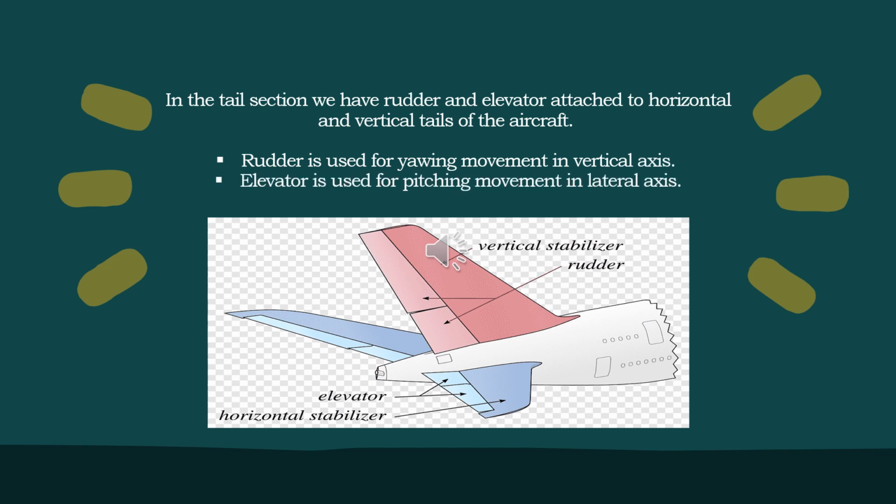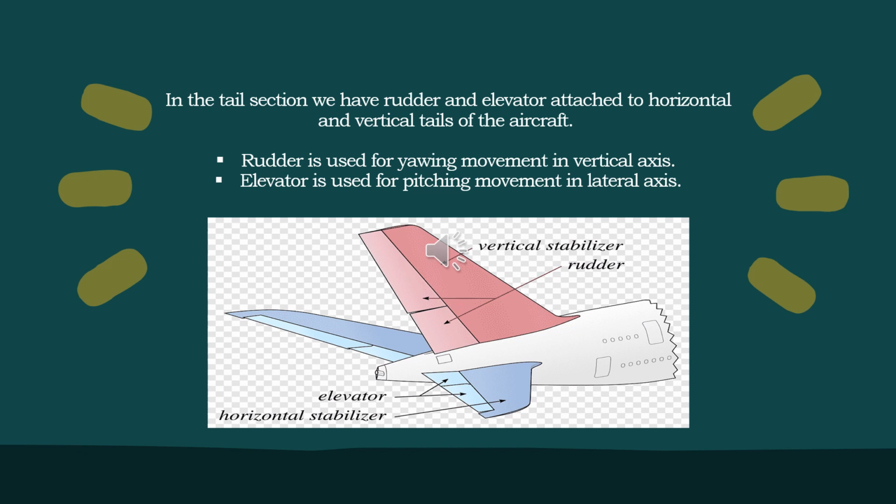So here in this picture we can see that the rudder is attached to the vertical stabilizer of the aircraft, and the elevator is attached to the horizontal stabilizer of the aircraft. The rudder controls movement of the aircraft about its vertical axis, and this movement is called yawing movement. Like the other primary control surfaces, the rudder is a movable surface attached to a fixed surface. As I said, it is attached to the vertical stabilizer, and the rudder is controlled by the left and right pedals.